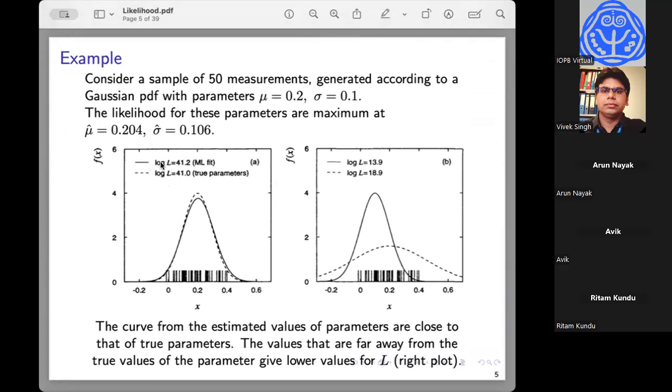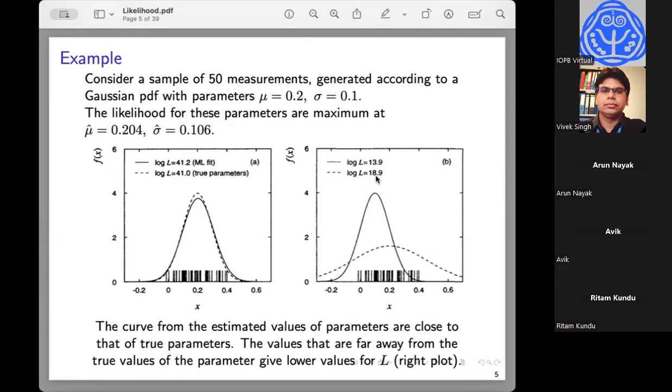And if you calculate this likelihood for different values of the parameter, you can show that when the log likelihood is very close to the true value, then the ML estimate, which maximizes the likelihood, gives you a log likelihood of about 41.2, and you can show that it is pretty close to what is actually given by the true parameter. But when the log likelihood is smaller, for example on this right side plot, when the log likelihood is about 14, you can see that this deviates quite far from the actual data points.